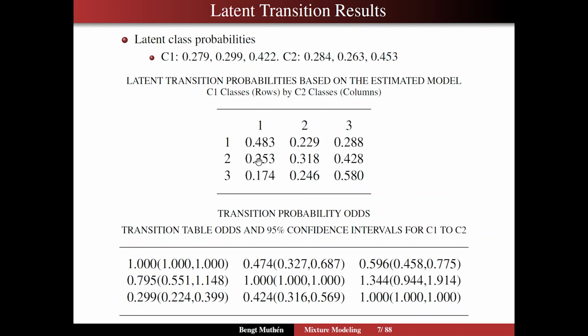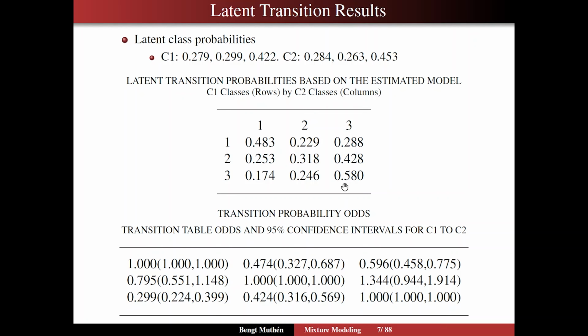Same thing for class 2, where the probability is the highest to move to class 3. Typically we have higher values on the diagonal. Some kind of inertia is often seen, and that's seen for the third row, where the highest probability is staying in class 3.